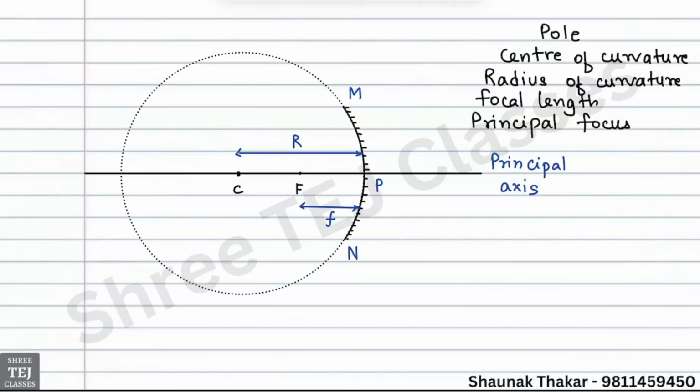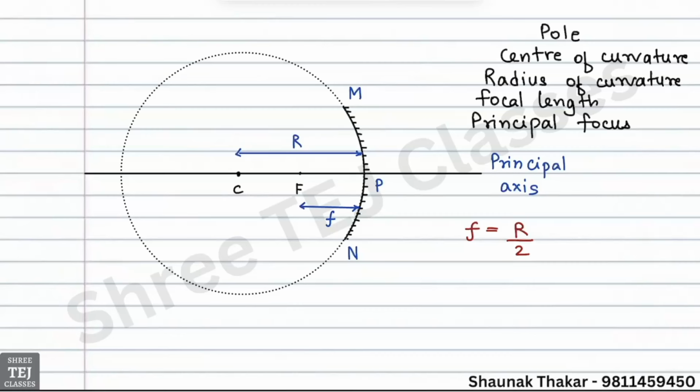Hence we can write f is equal to R upon 2 because F is the midpoint of CP. Let us recap all the important terms that we have studied. First one is the pole of the mirror. The center of the mirror is called the pole of the mirror.